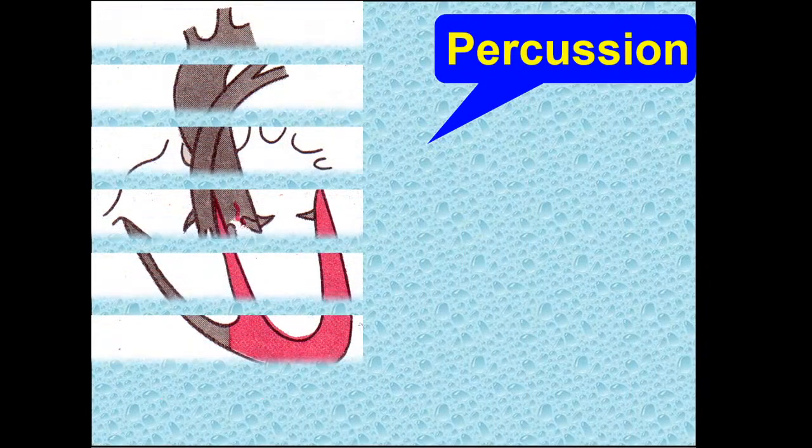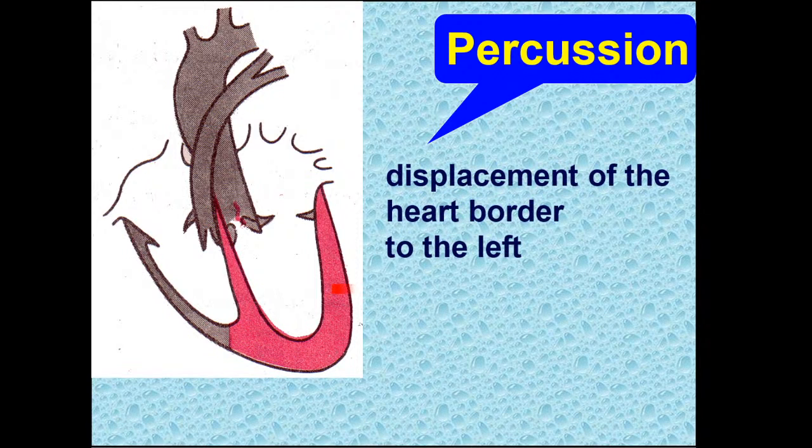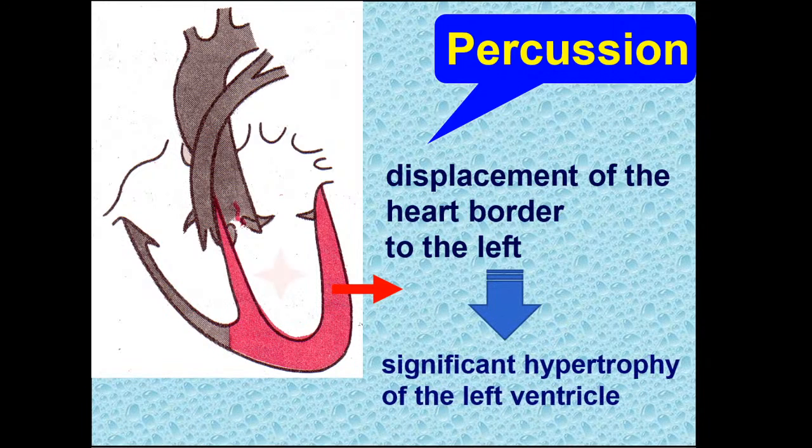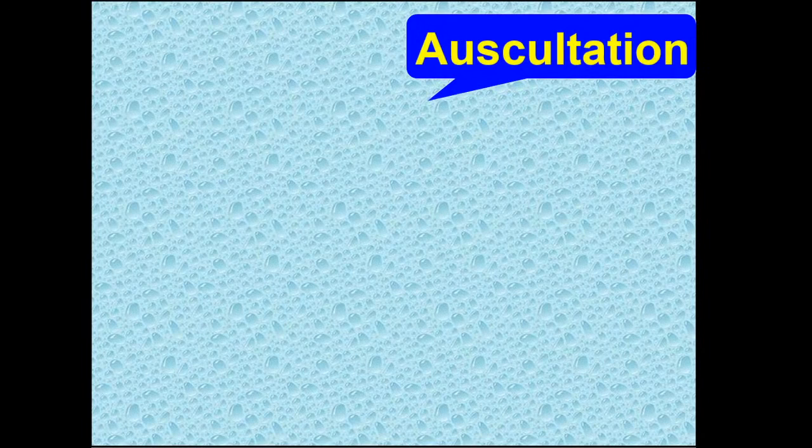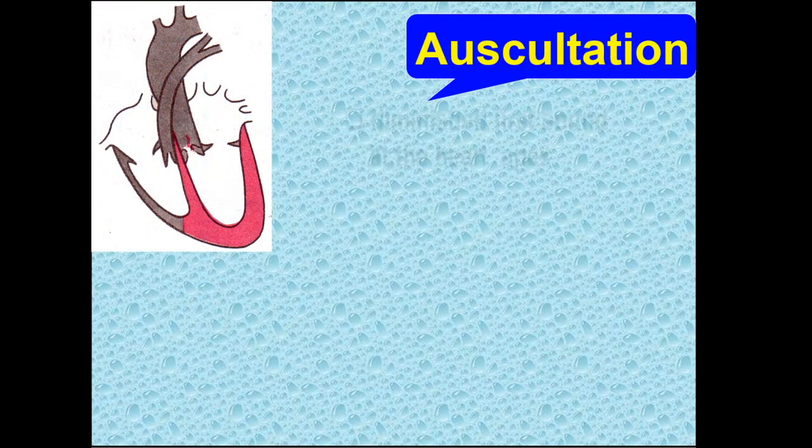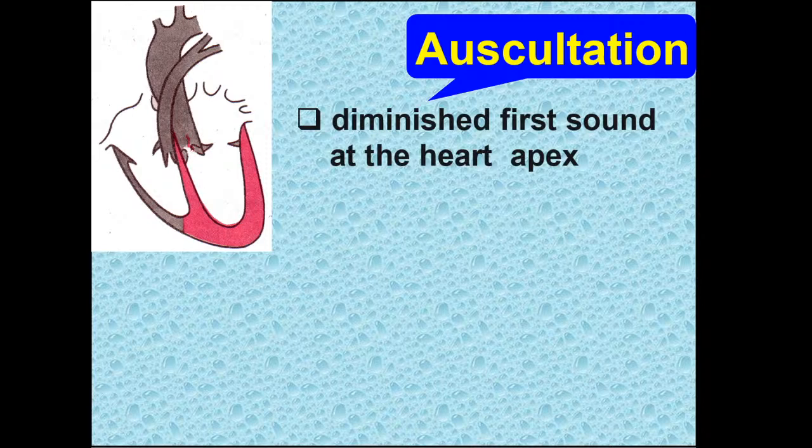On percussion, there will be a problem only with the left ventricle, and as a result, displacement of the heart border to the left due to hypertrophy of the left ventricle. The semilunar aortic valve will be more significantly affected. On auscultation, we will again start from the heart apex, but the main picture will be over the aorta.